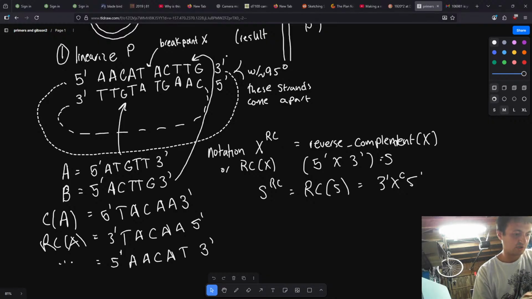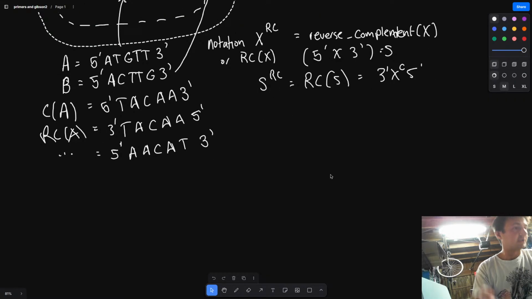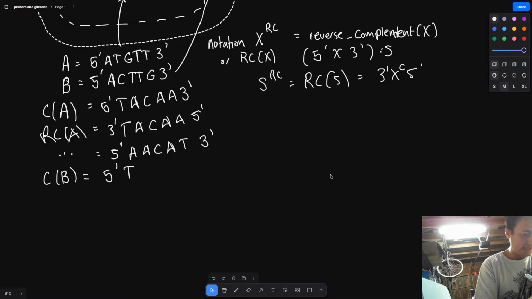Okay. So let's keep going. So the complement of B is going to be what? Well, it's going to be this 5 prime T G A A C. Okay, then RC of B, we can just flip the numbers. So we're going to get 3 prime T G A A C 5 prime.